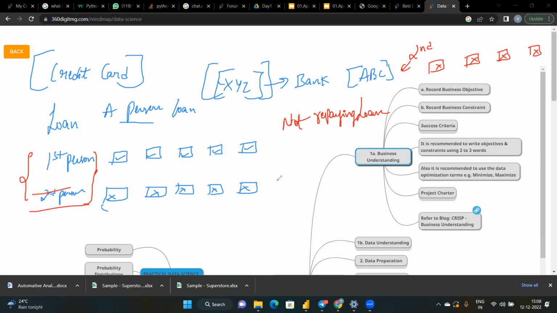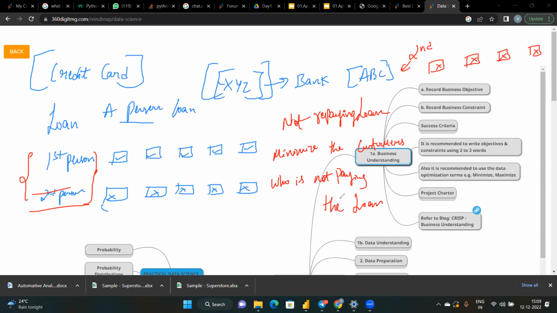Of course, it will be there in your mind. If he's not repaying the loan, minimize these types of customers. Minimize the customers who are not paying the loan. So minimize the customers who are not paying the loan. Right? This is our constraint.